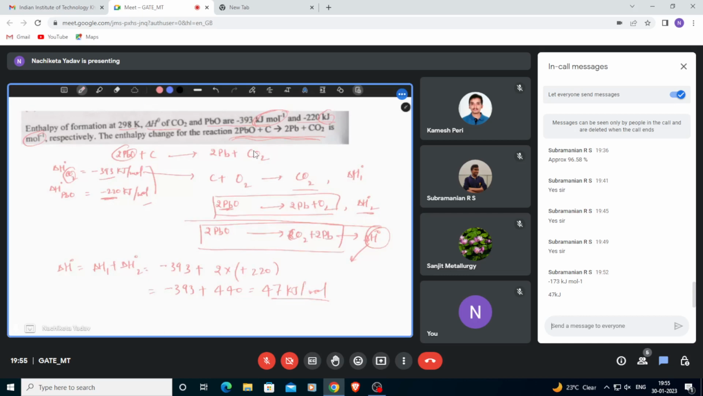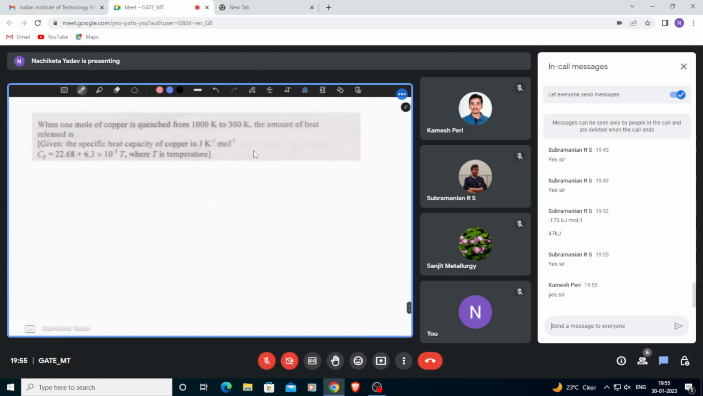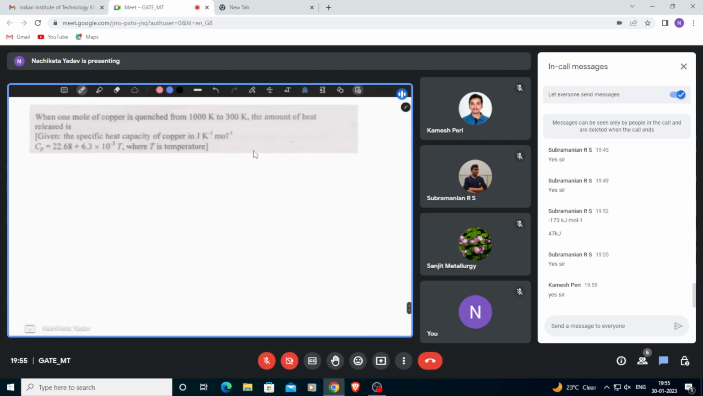Is it okay? Here it is given that when 1 mole of copper is changed from this temperature to this one, you have to calculate the amount of heat released, and the specific heat capacity of copper is given as a function of temperature. So how will we solve it? What will be the value of the amount of heat released?